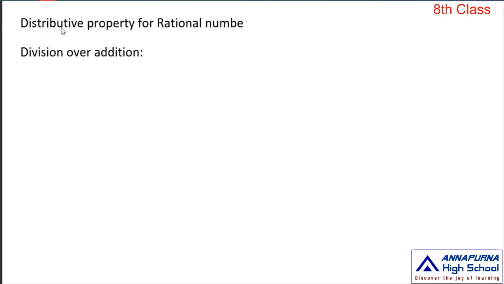Okay, next, the next property is distributive property of division over addition. So what is the mathematical condition for this property? Instead of multiplication, here we have taken division. That means a divided by b plus c is equal to a divided by b plus a divided by c. This is the mathematical relation of distributive property of division over addition. Let us verify whether this relation is true for rational numbers or not.